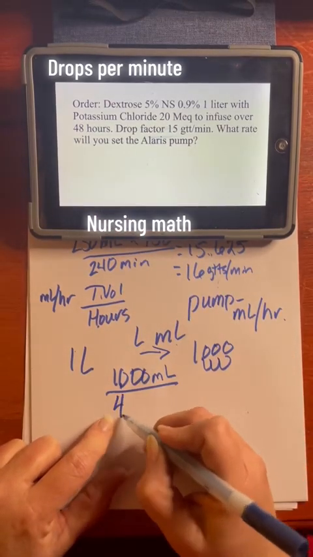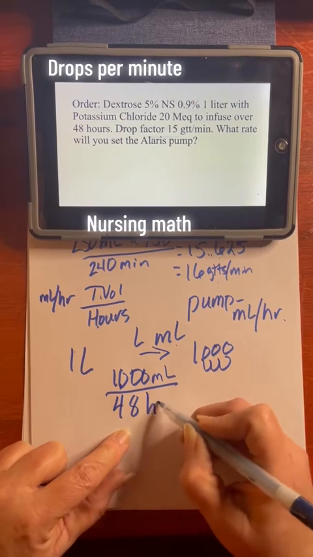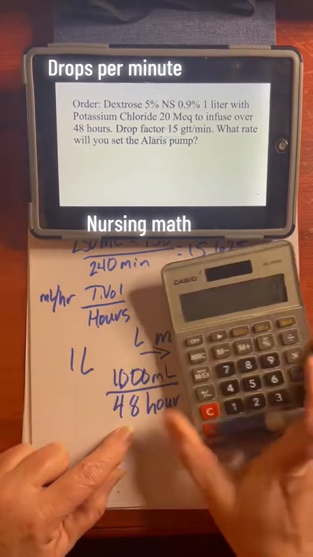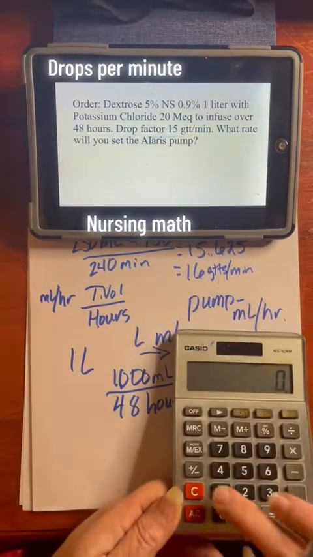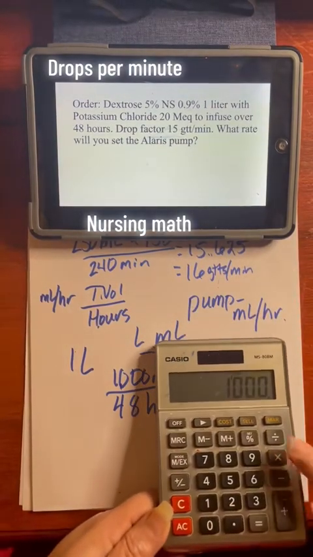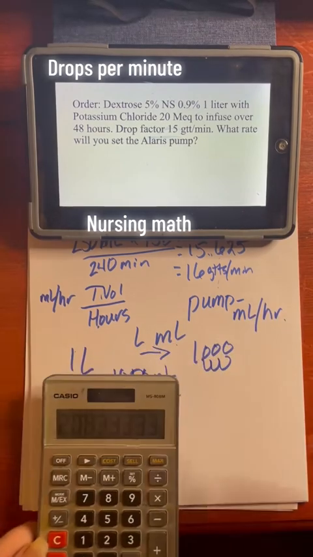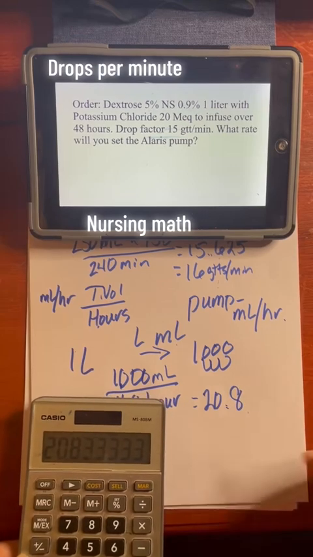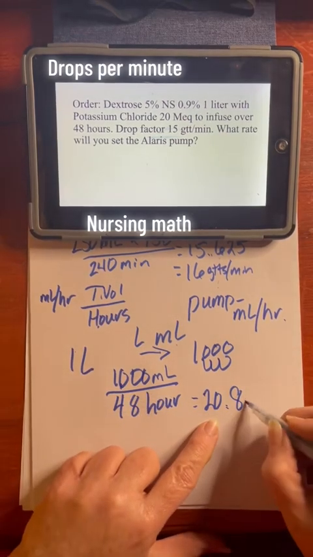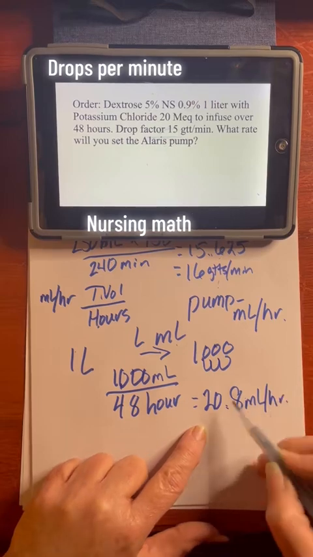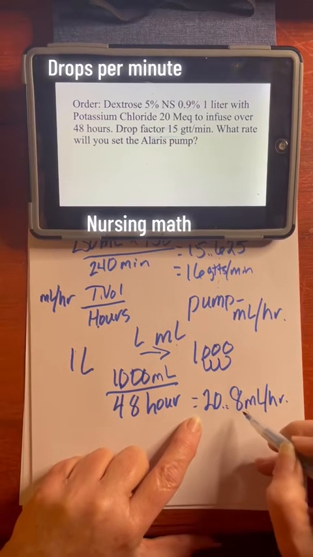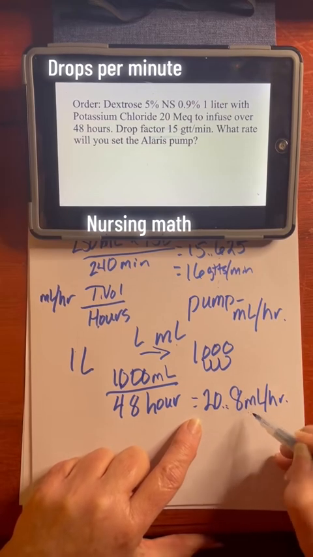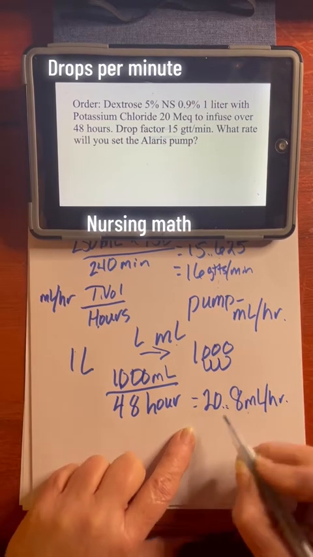Okay. And then we're just going to divide it out. See what it says. Here we go. 1,000, count your zeros, divided by 48 equals 20.8 milliliters an hour. Now, because there was no direction to round it, keep it at the tenths place, because a pump on the floor is usually in whole numbers, I'm rounding it up.